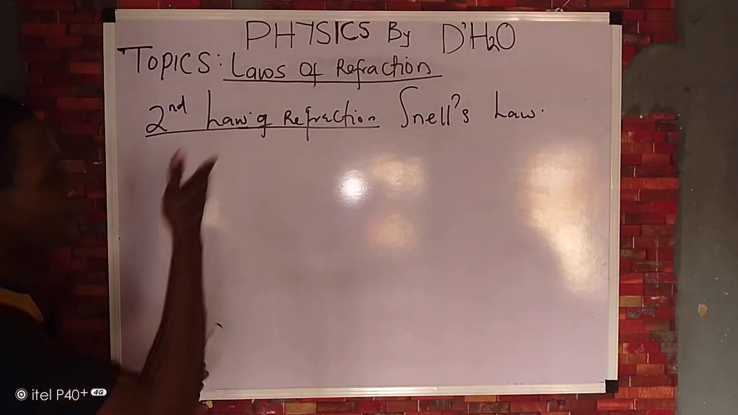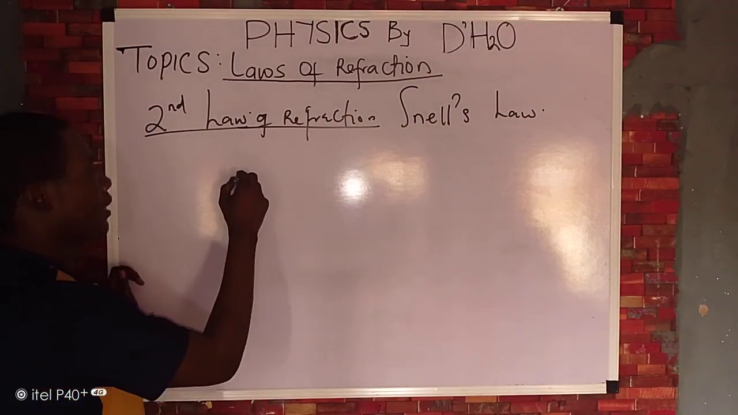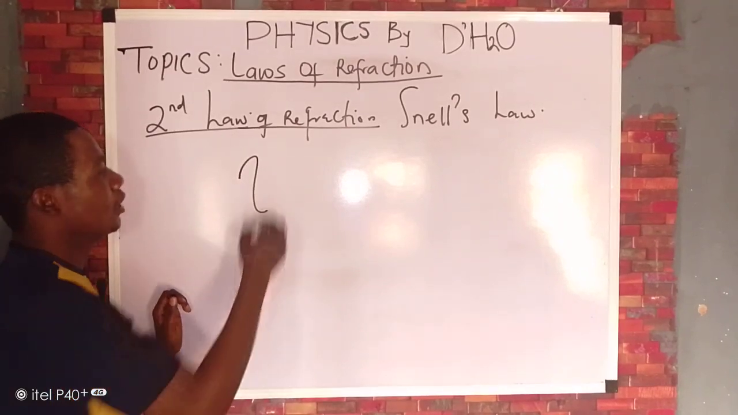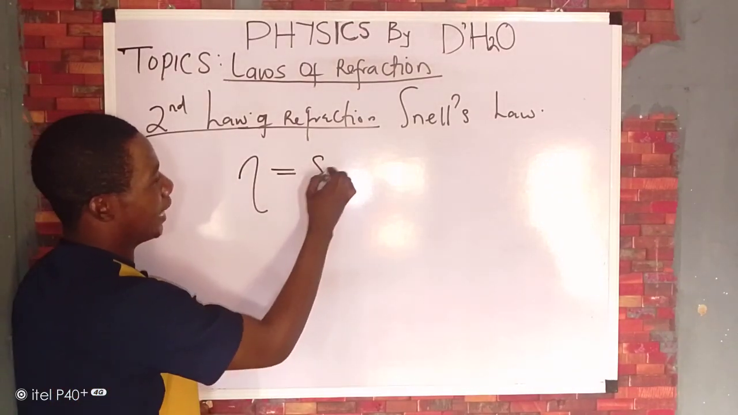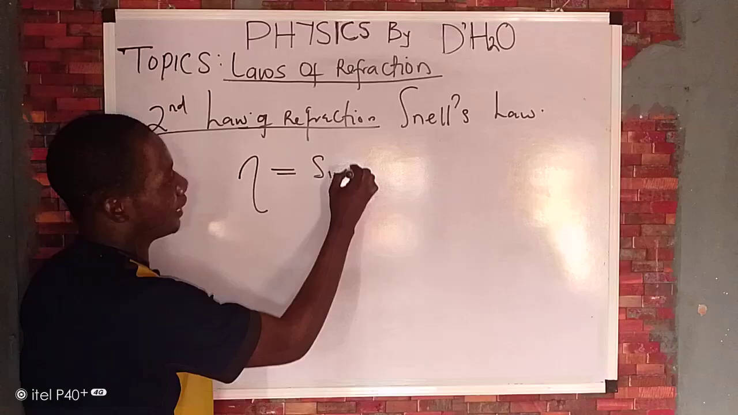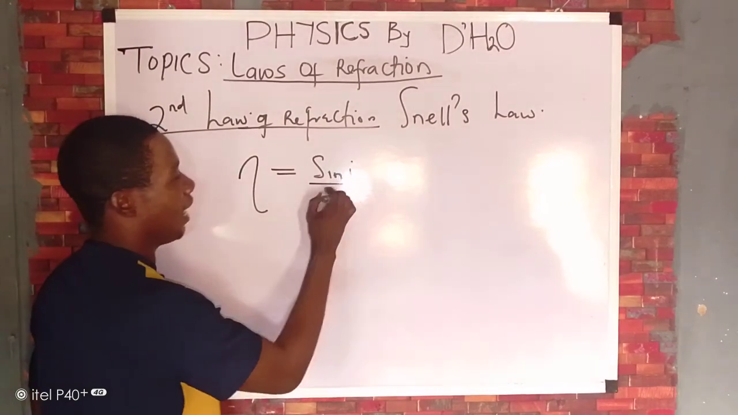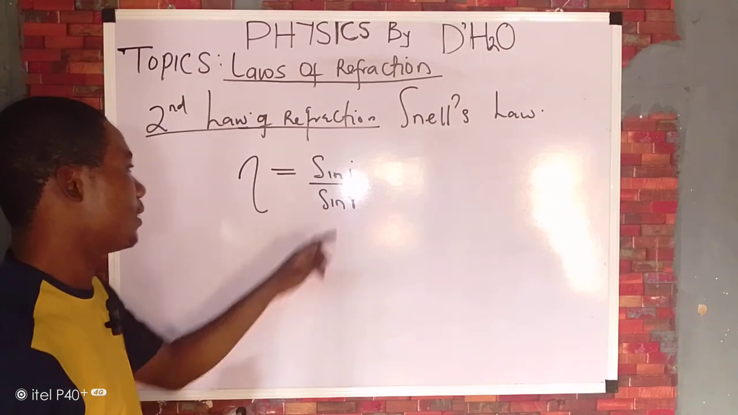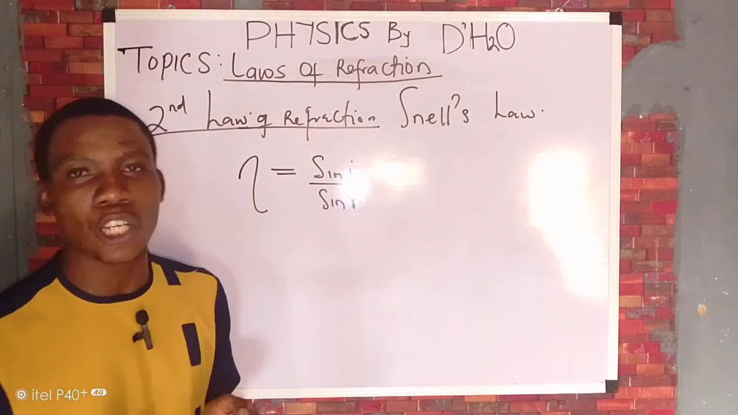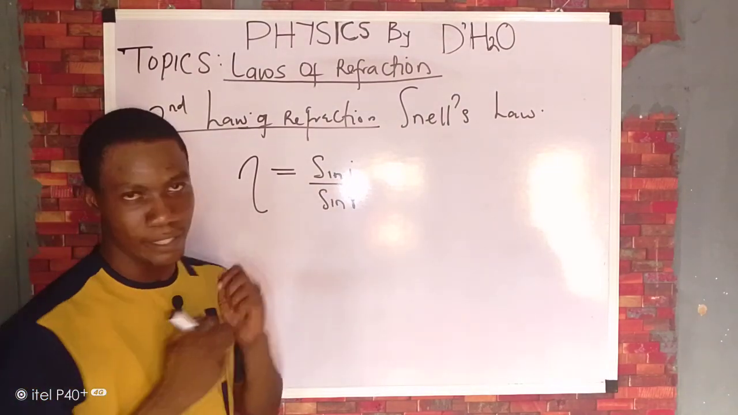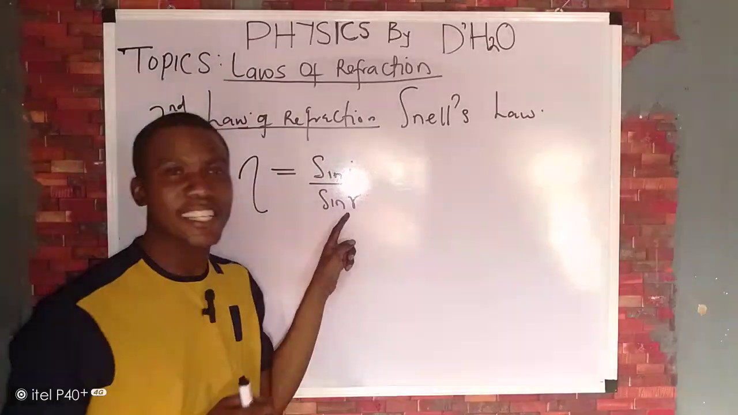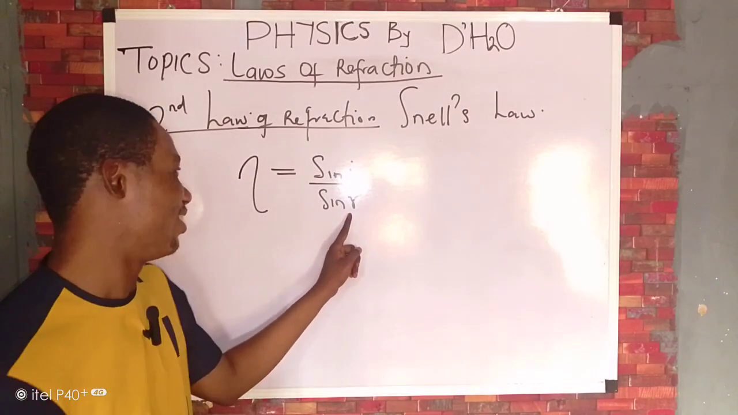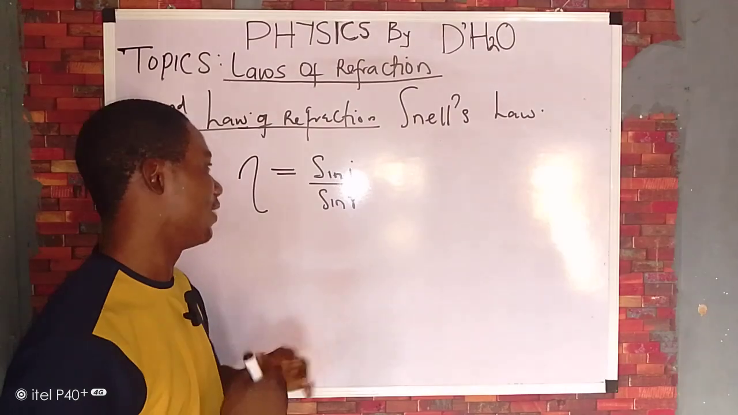So, according to the second law of refraction, we have that our constant will give us sine i over sine r. Don't forget, this i signifies the angle of incident, and that's where your incident ray is. This r signifies the angle of refraction, and that's where your refracted ray is.